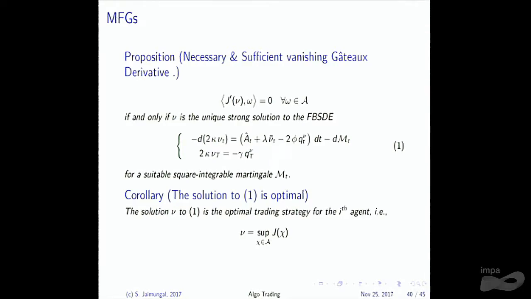We can show that this Gateaux derivative vanishes for every single admissible direction in our control space if it satisfies a forward-backward stochastic differential equation of this type. So if you don't know much about FBSDEs, don't worry. It's just some stochastic differential equation you solve backwards. And as a corollary, because we can show that it is sufficient and necessary, if we find the strategy that solves this FBSDE, that truly is the optimum of our control problem.